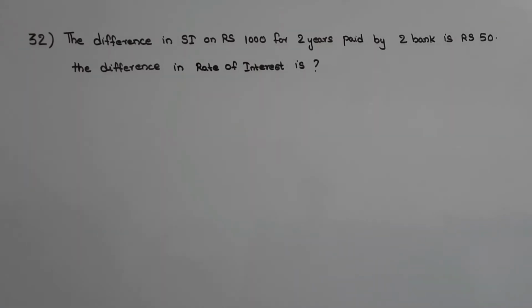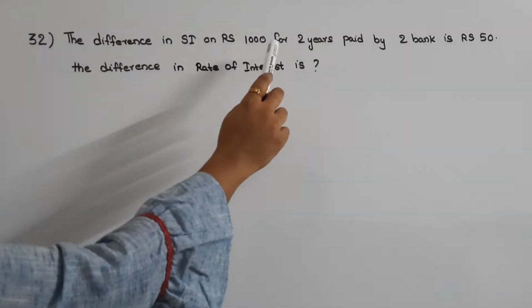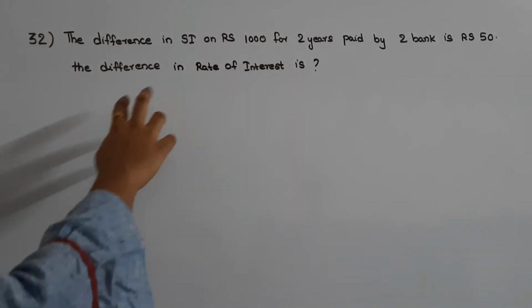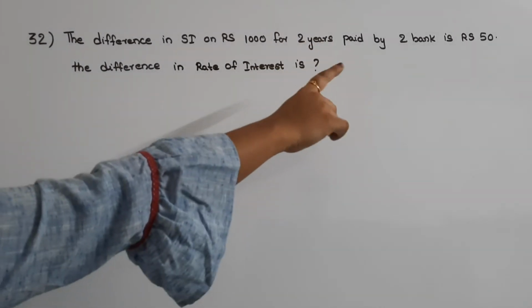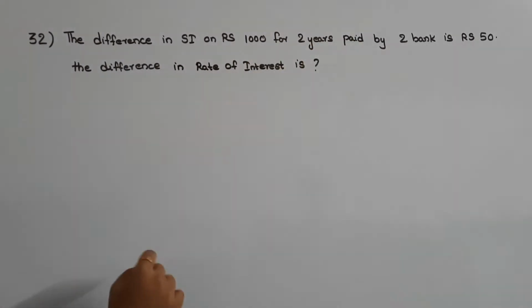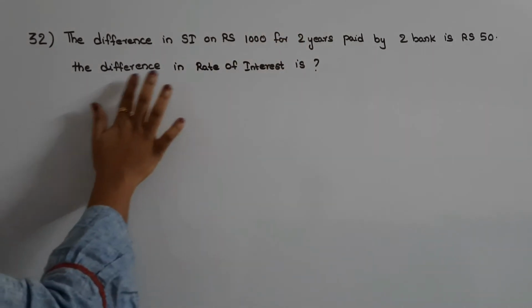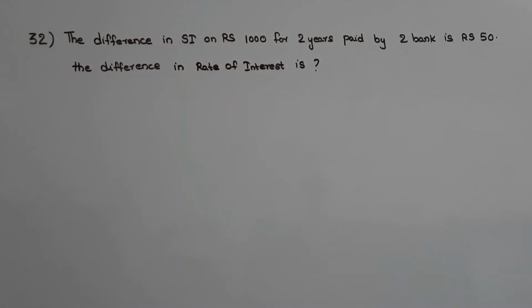The next question is, the difference in simple interest on rupees 1000 for 2 years paid by 2 banks is rupees 50. The difference in rate of interest is? In this question, they have given the difference in interest given by 2 different banks as 50 for a principal of 1000 and a time period of 2 years. So, we need to find out the difference in the rate of interest.